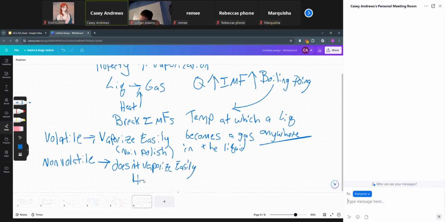Honey can be a good example there. Honey doesn't turn into gas that easily. You can leave honey uncapped and it might grow. Well, actually it won't grow bacteria, because there's a lot of other chemicals in honey naturally that prevent that type of growth. But it won't vaporize because it's very sticky. It's non-volatile.